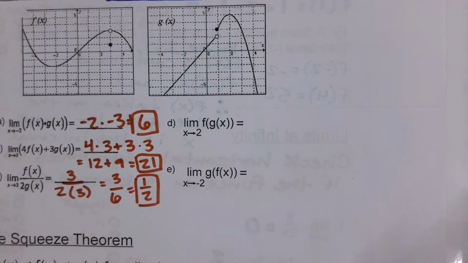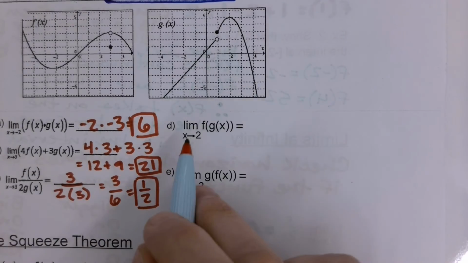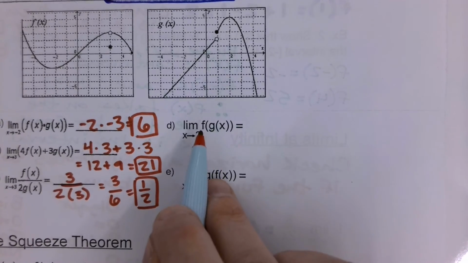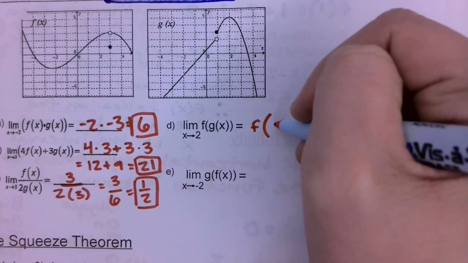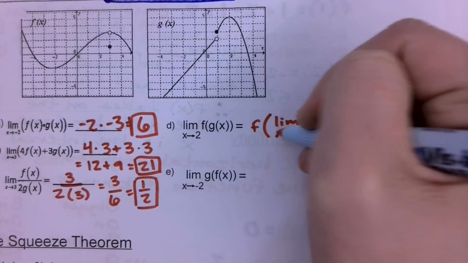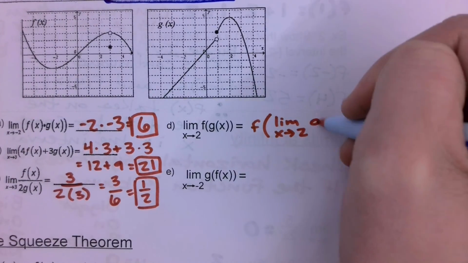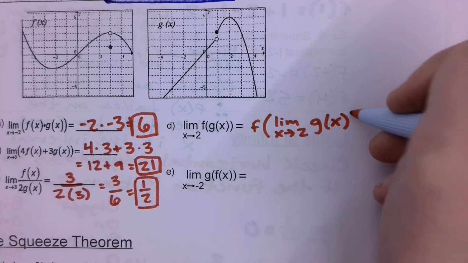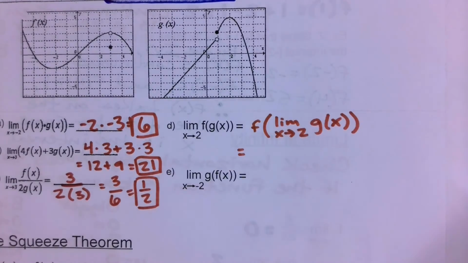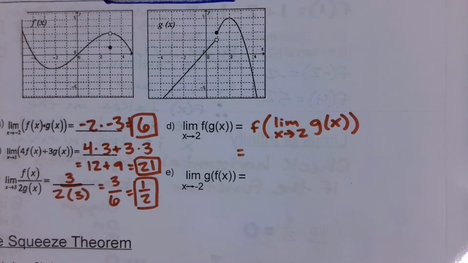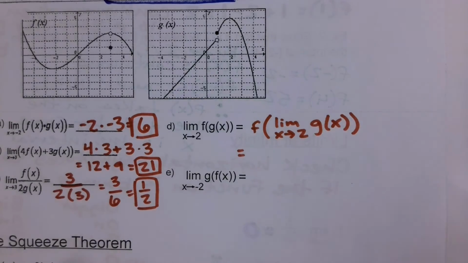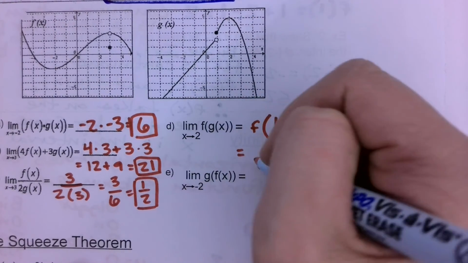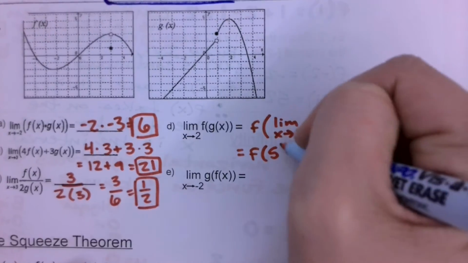So looking at D together, if you've got this limit as x approaches 2 of f of g of x, then our f is going to be on the outside. We're actually just going to find the limit as x approaches 2 of g of x. So what do we think? What is the limit as x approaches 2 of g of x? Sounds good to me. So we are left with f of 5.